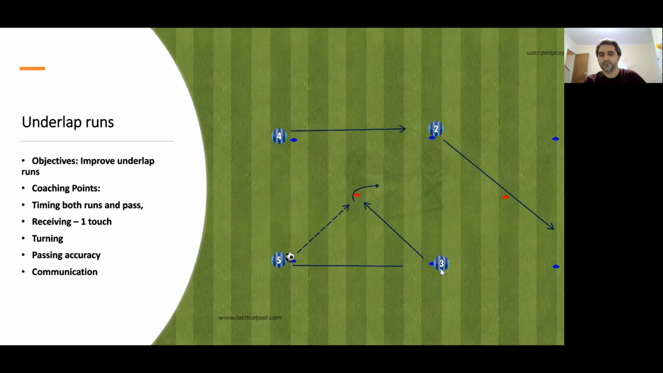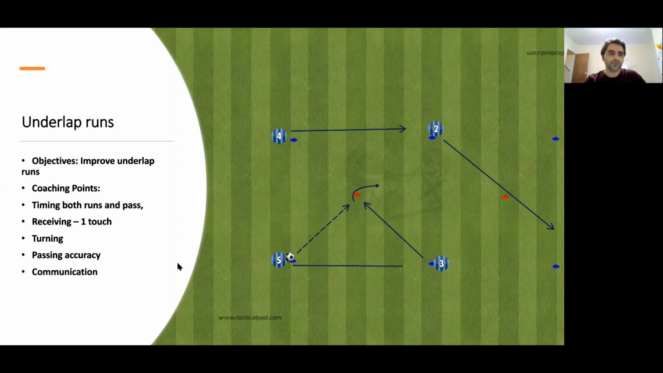So number 3 will perform this run with 3 different players, and after finishing all, you may switch the players' positions. So you can put number 5 here, and number 3 here, number 2 here, then number 4 here. So everybody will switch positions, and then everybody will perform the playmaker position and also the overlap runner.